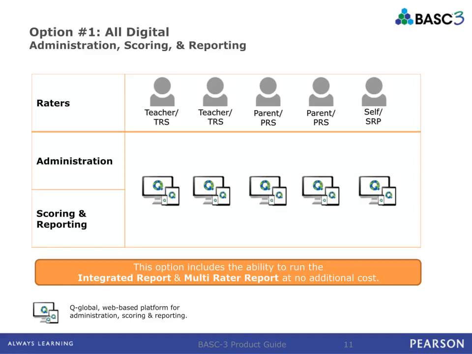Let's now look at some examples of these options. The first example demonstrates an all-digital administration, scoring, and reporting. You may have multiple raters, all using Q Global online administration and then all-digital scoring and reporting. You pay one price that includes the administration, scoring, and reporting. It is called BASC-3 Q Global Pay Per Report. I should reiterate that this is all pay per report with an unlimited administration capability. Once a single report has been generated, it may then be used in the multi-rater report at no additional cost. There is no subscription for this all-digital option.